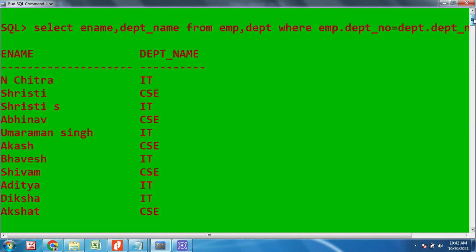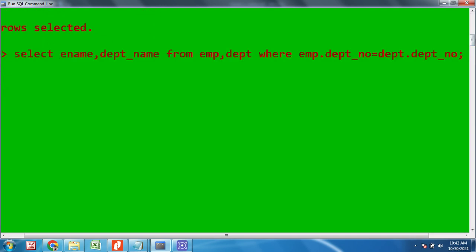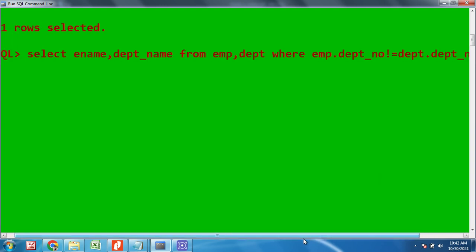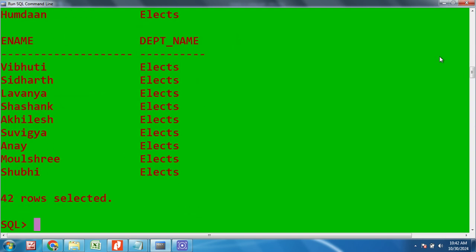Now see the example of inequijoin. So this is an example of inequijoin. Select ename, DEPT name from EMP, DEPT where EMP dot department number is not equal to DEPT dot department number, where they are not matching.